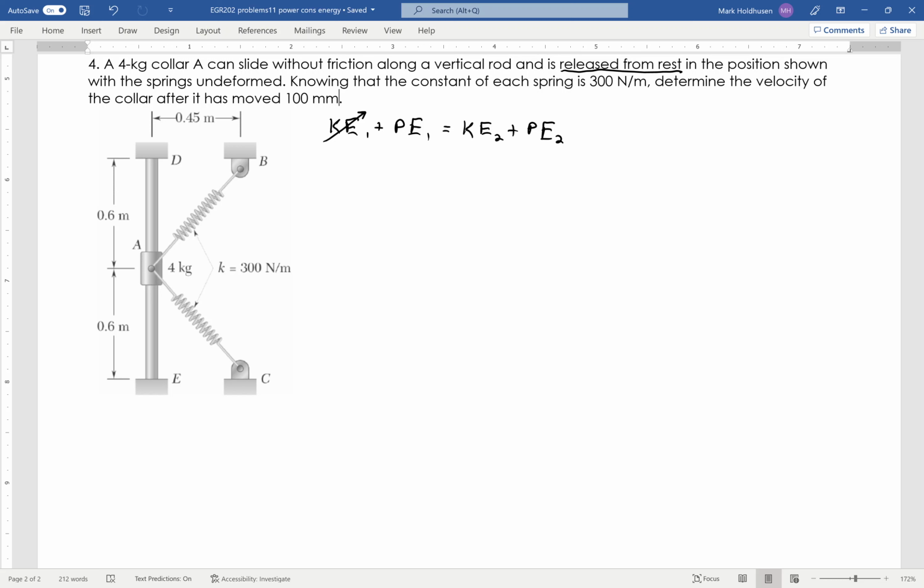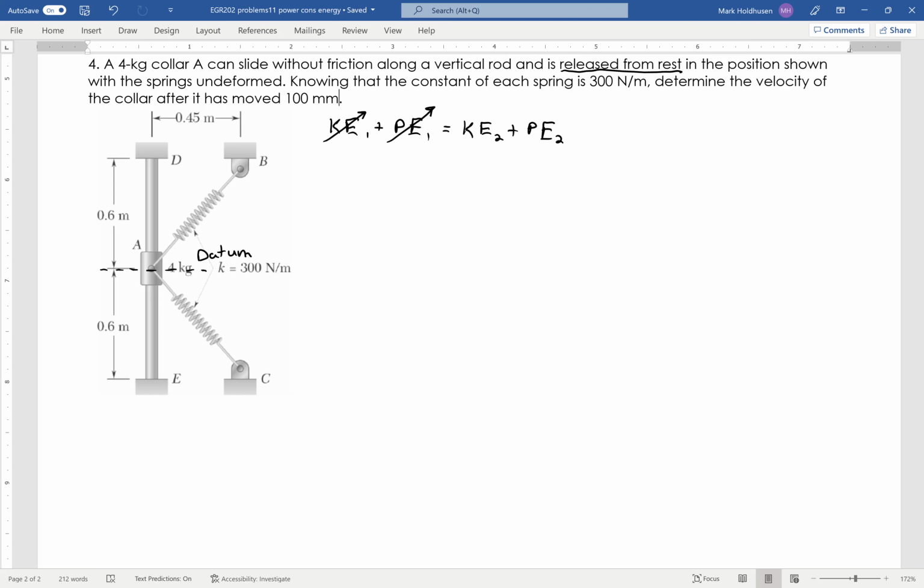Now, with gravity, I get to choose my datum. With a spring, I don't, right? There is no potential when it's undeformed. If it's deformed at all in any direction, I'm going to have a positive potential. But when they're undeformed, 0 potential. So I'm going to call my datum right here. So my complete potential energy at this point is going to be 0, because by definition of how the spring works, they're undeformed at this position.